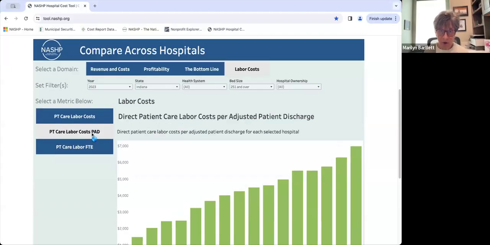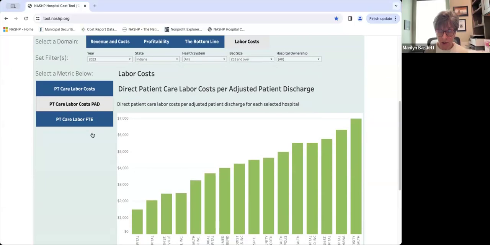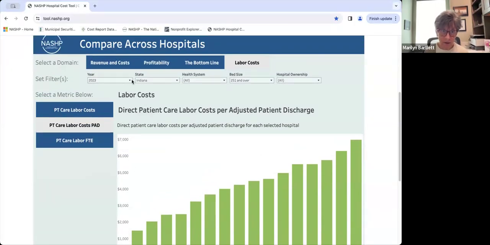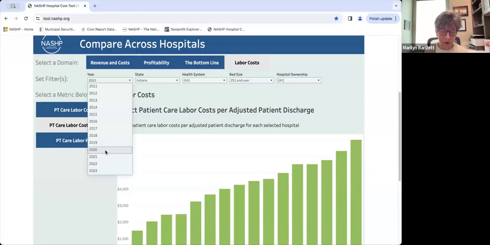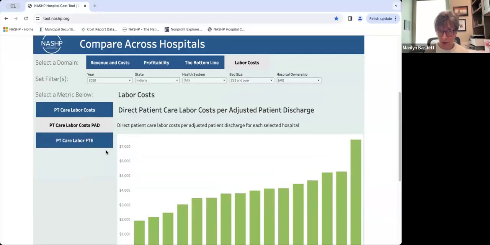We look at the labor costs, direct patient care labor per adjusted patient discharge. Again, we go back to COVID times, and you're going to see that these numbers are different. So you can bounce between years and see that.